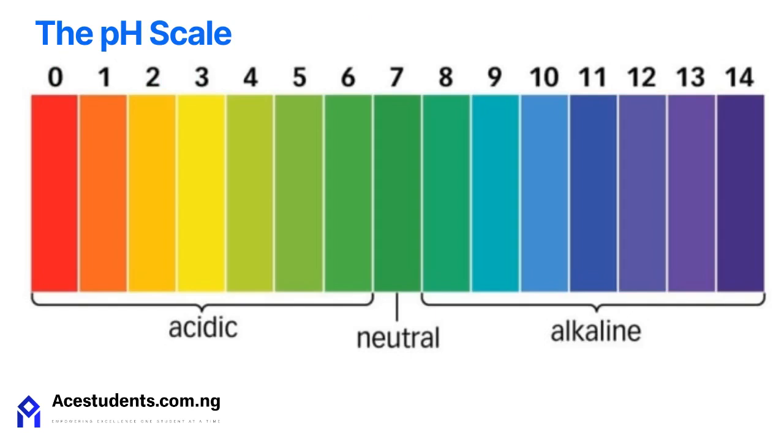Next, we look at the pH scale, which measures how acidic or alkaline a solution is. The scale runs from 0 to 14. This scale is logarithmic, meaning each step represents a big change in acidity. A pH value below 7 shows an acidic solution. A pH value of 7 is neutral, such as pure water. Values above 7 indicate alkaline solutions. As pH decreases, acidity increases, and as pH increases, alkalinity increases. Note: neutral does not mean weak.